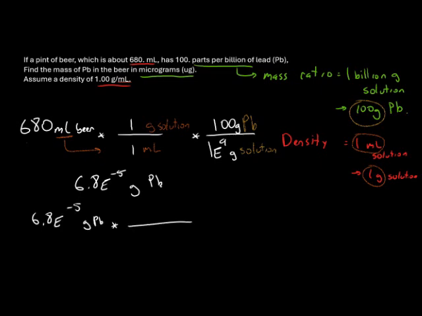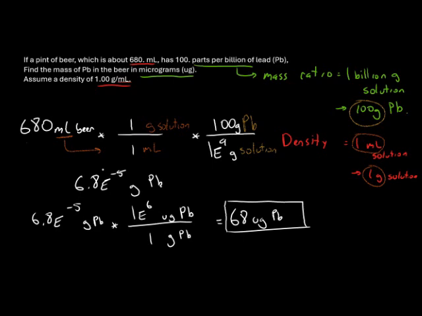We'll multiply by one more fraction to get us out of grams of lead and into micrograms of lead. According to the SI system, 1 gram is the same thing as 1 million micrograms. We'll represent that as 1 times 10 to the 6th, or 1 uppercase E6. If we do the math, we will get 68 micrograms of lead. Therefore, that pint of beer has 68 micrograms of lead in it.